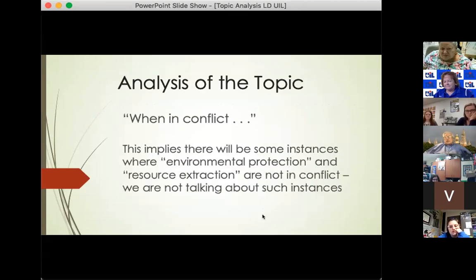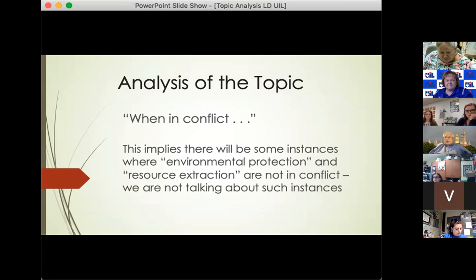So let's think through the wording of the topic. It starts out with "when in conflict." And this kind of gives away a game in the sense that it implies that there are some instances where environmental protection and resource extraction are not in conflict. But we're not talking about those instances here.